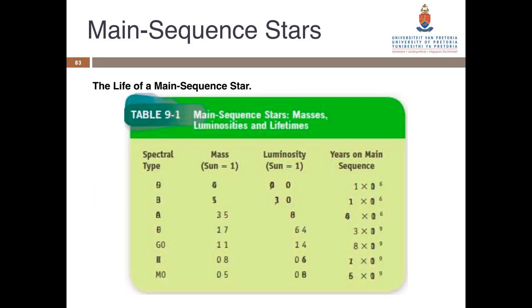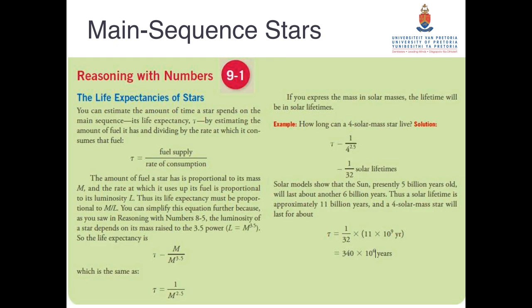So this you can go through on your own. It's just a spectral type, how much mass it has, how its luminosity is, and how many years it spends on the main sequence. So here is a reasoning with numbers. This is another example I can ask for this semester as an exam.